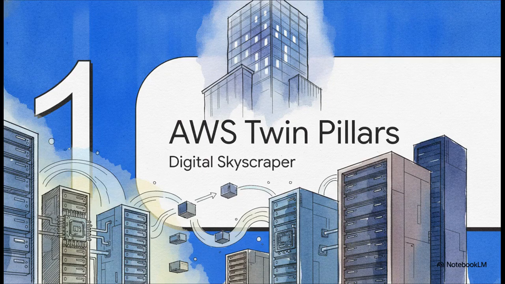Section 1. The twin pillars of AWS. Building your digital skyscraper. Mastering the interplay between our active processing engines, that's EC2, and our highly durable vaults, S3, is literally the bedrock of becoming a successful AWS architect. You just can't design a functional digital skyscraper without understanding exactly how the machinery talks to the filing cabinets.